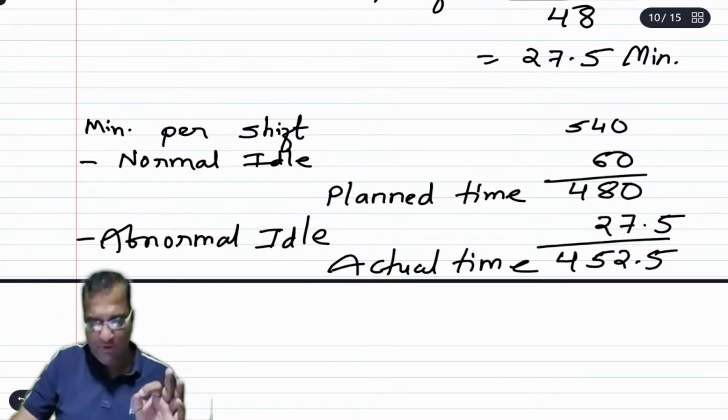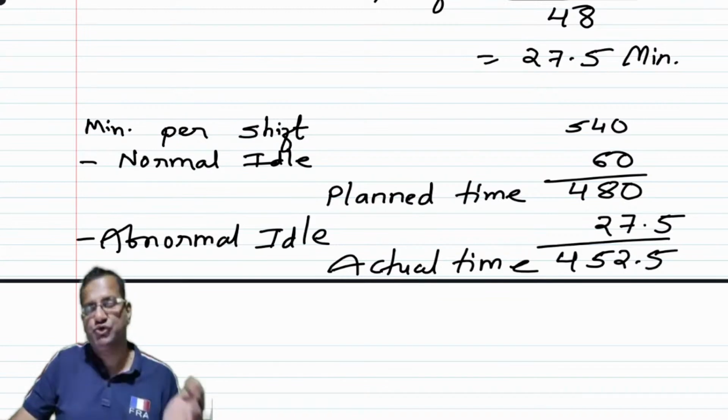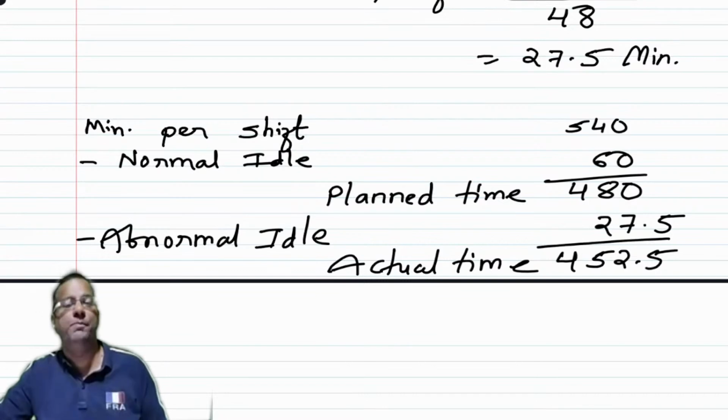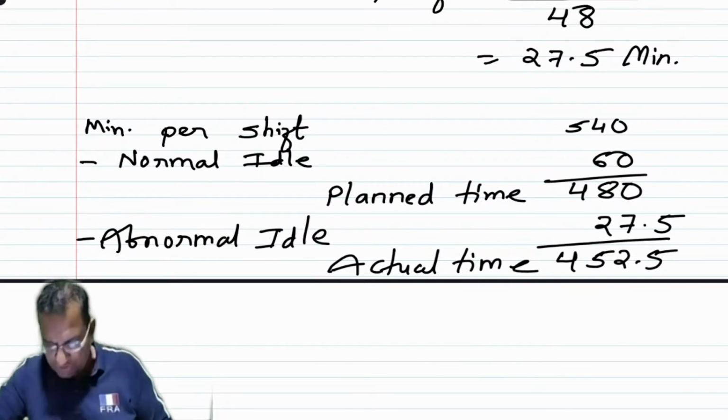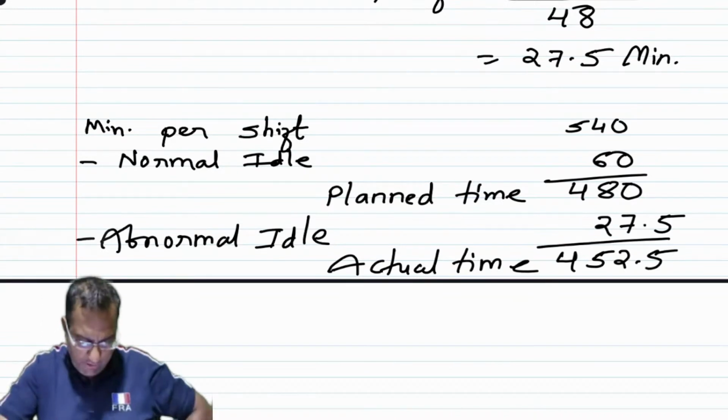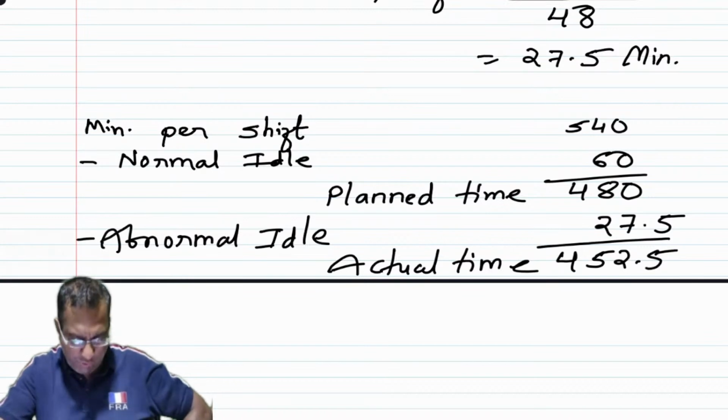Is the calculation clear, beta? This was the most important: whatever data is given to you for the 4-week period, convert that data into per shift data. That's the simplest calculation we can do in this particular question. Okay, let's go. Any doubt in this particular question? Can we move further?